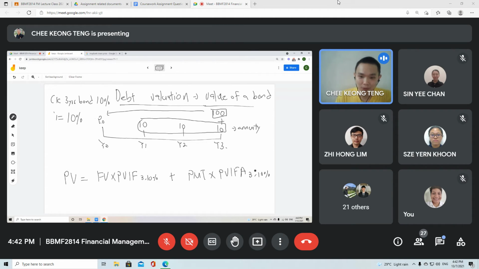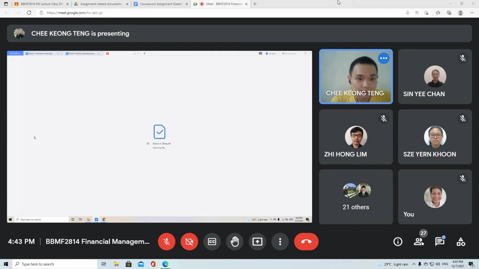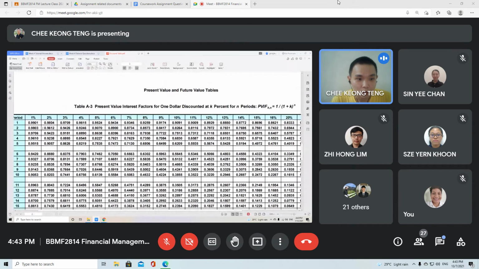Now I want to prove to all of you, we can get back the 100 ringgit by using this formula. Because this is what we receive. If I buy the bond today, I will receive 100 ringgit 3 years later, and I will receive every year 10 ringgit annuity for 3 years, equal to 100 times PVIF 3 years 10%. Okay, so let's look at the discount table. Table A3, 3 years, 10%, 0.7513.